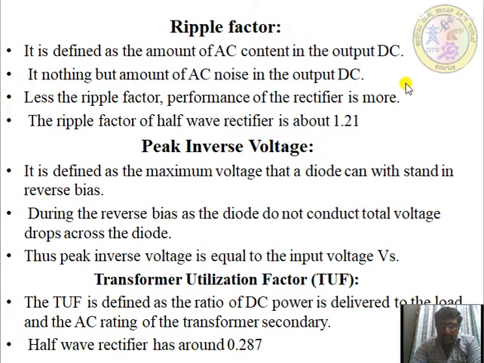Next, the ripple factor. It is defined as the amount of AC component in the output DC. It is nothing but the AC noise in the output DC. The less the ripple factor, the better the performance of the rectifier.